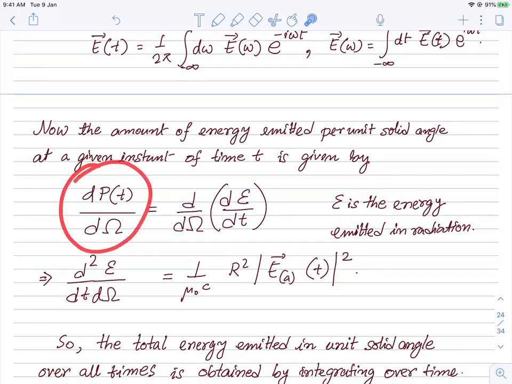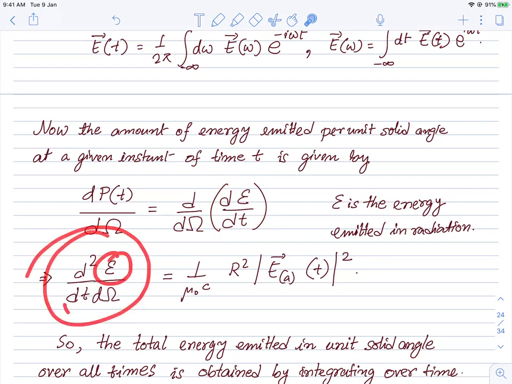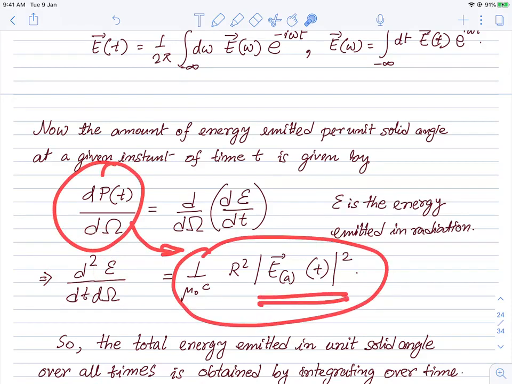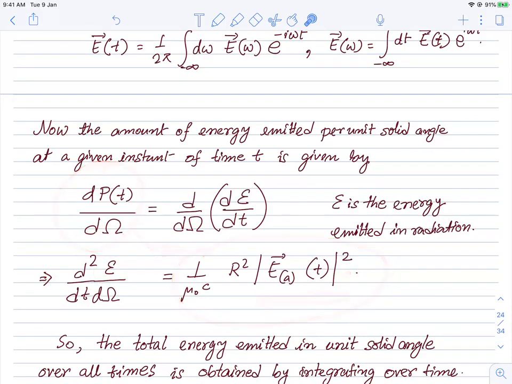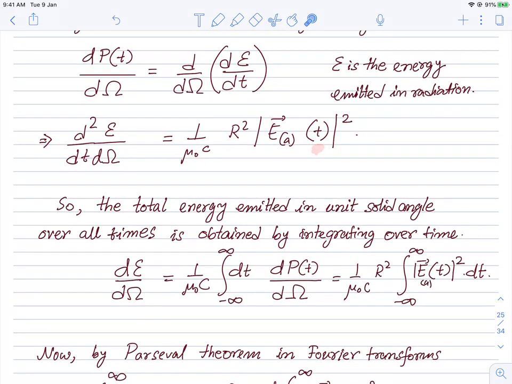Of course, this object is given by d energy dt, energy per unit time. This is power, so this is d squared E dt d omega. This is the energy per unit time per unit solid angle that is being emitted. And because this is given in terms of the electric field as a function of time, the whole thing squared, this is a function of time, right? And basically I'm talking about the time of the electric fields far, far away.